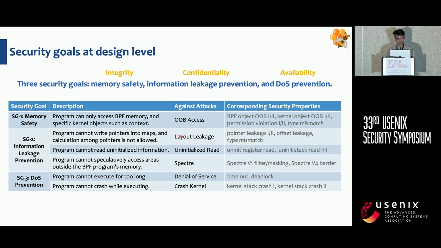confidentiality, and availability. For the first goal, a BPF program can only access its own memory with the right permission. For the second goal, information leakage should be prevented, including kernel layout information, uninitialized information, and also the Spectre attack should be prevented. For the third goal, DoS attacks should be prevented because the permission is disabled when the program is running, and exception handling is not supported in eBPF.